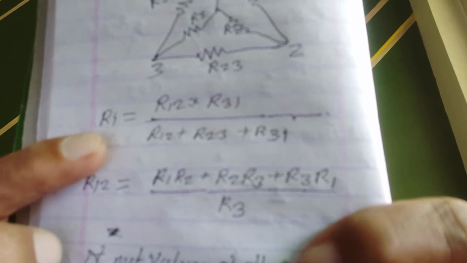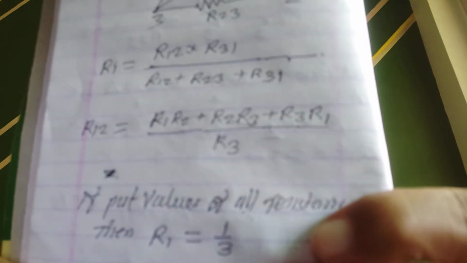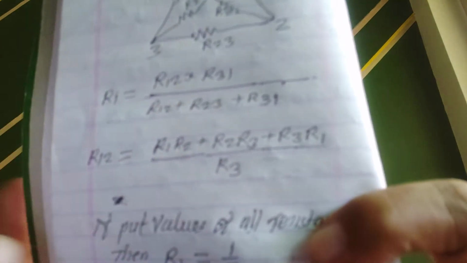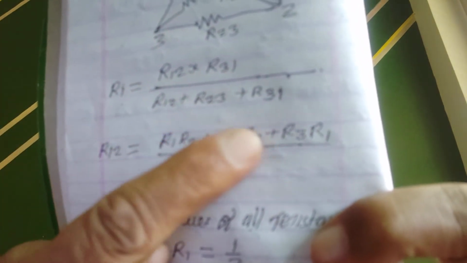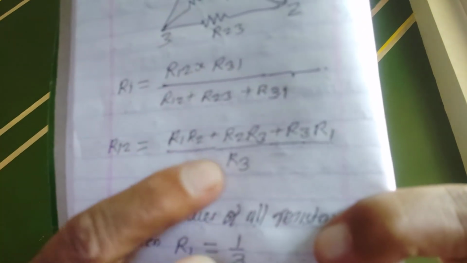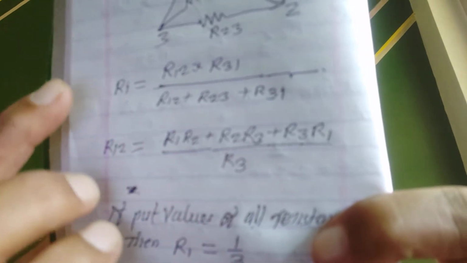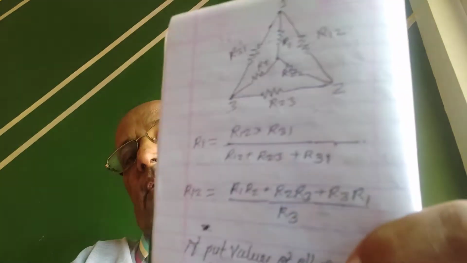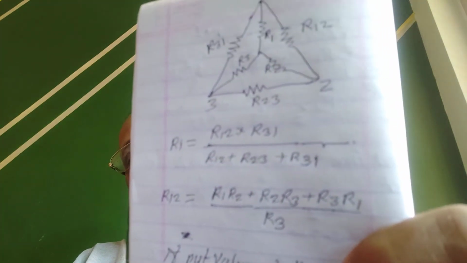So the resistance of star in terms of delta is always 1/3, and in delta to star it will come 3 times. 3 times how? If you put the value R of all resistances as 1, then 1 plus 1 plus 1 is 3, divided by 1. So R delta in terms of star is coming 3 times, and R star in terms of delta is coming 1/3. So this is a cross check. Whenever you go for the solution of a star delta problem, you will find that this type of answer will come: 1/3 or 3 times.